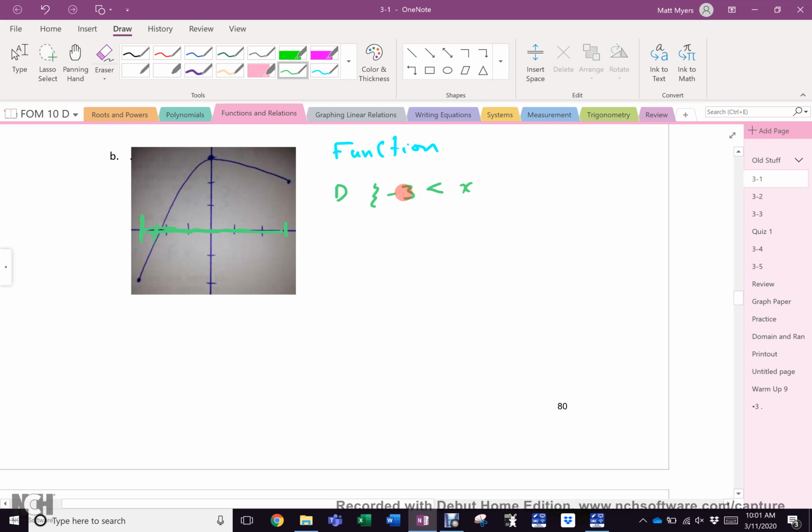Cool? Now, but x could be bigger than, what's the biggest value I get to? +3. Now, look closely. Something weird happens here. See how this dot is colored in?